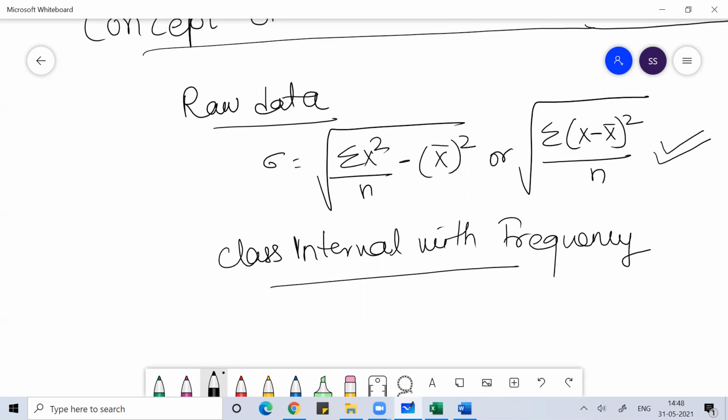At the same time, if you get a question where a less than class interval with less than cumulative frequency is given and you have to find the standard deviation, or a problem with a more than class interval with more than cumulative frequency, in those cases you have to convert the given data into normal class interval with normal frequency, and then do the calculation. I hope you are understanding.